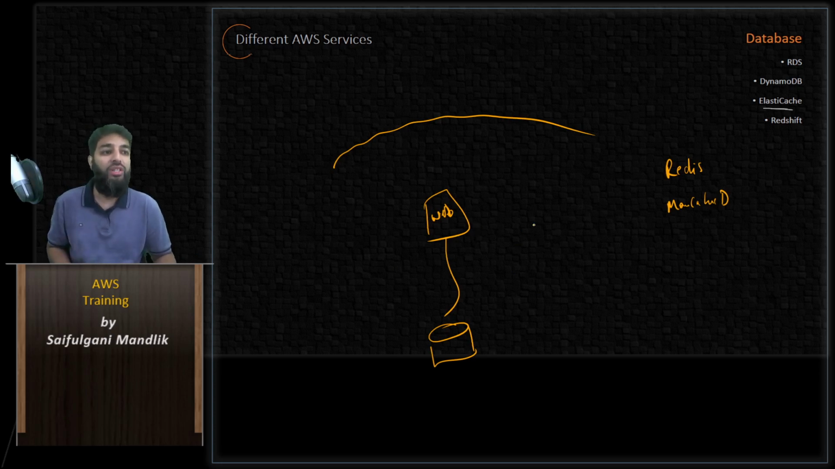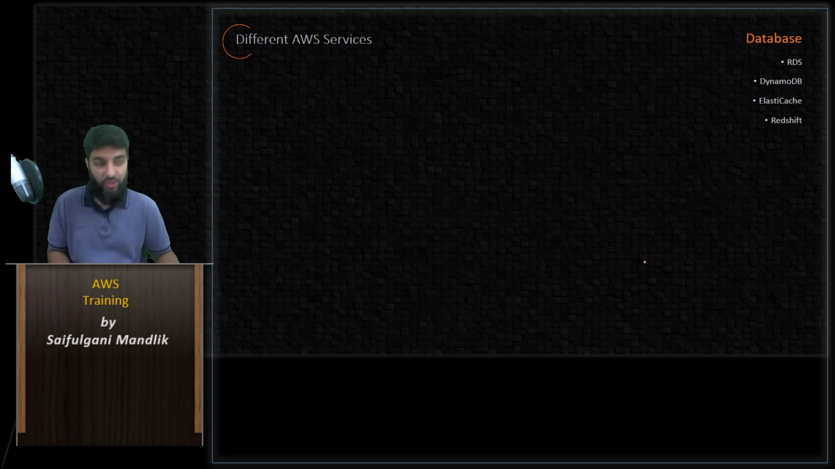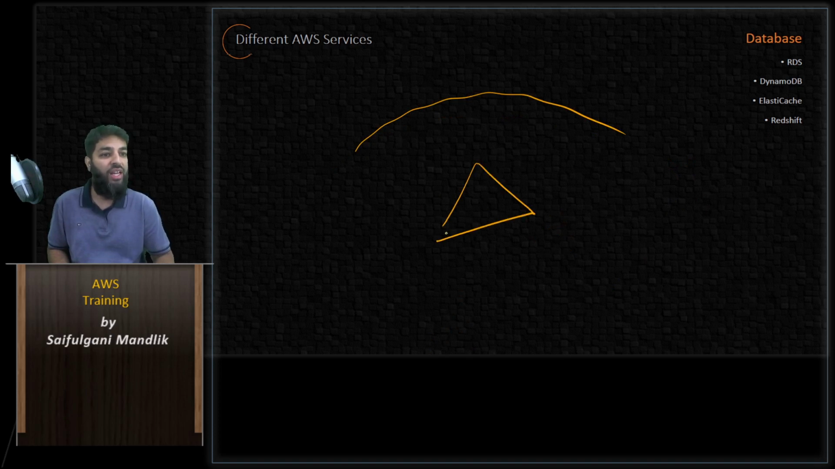One way of doing it is I can create an EC2 instance and install this open source Redis database onto it and then use it to retrieve my data. That is one way of doing it. Or alternatively, AWS provides us with a service called Elasticache.